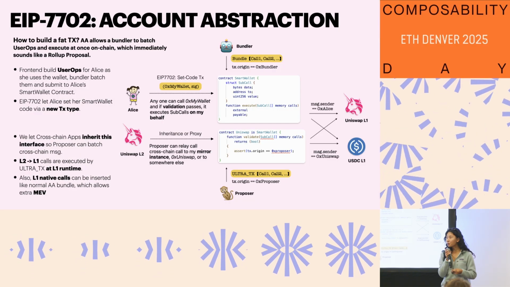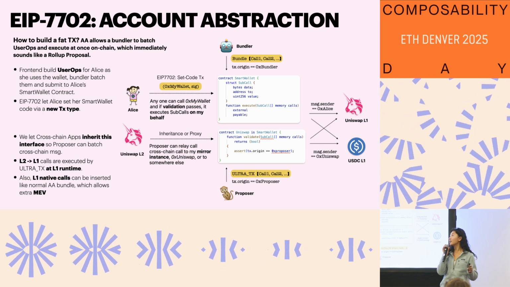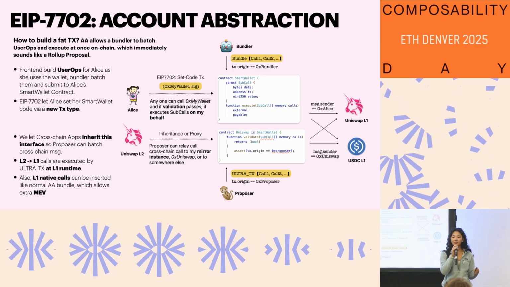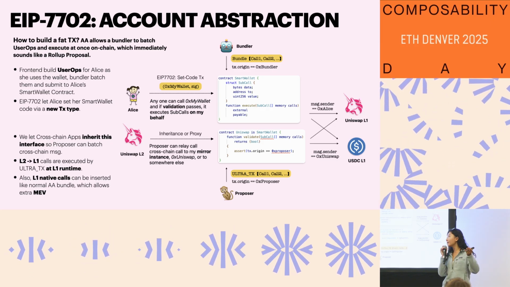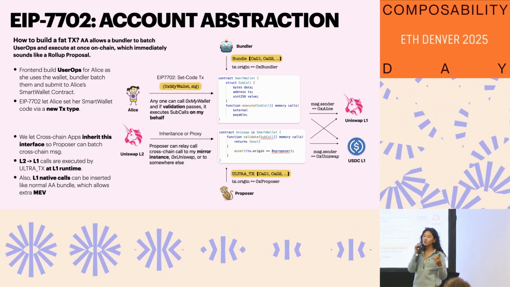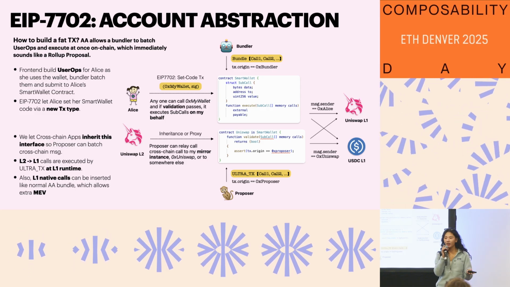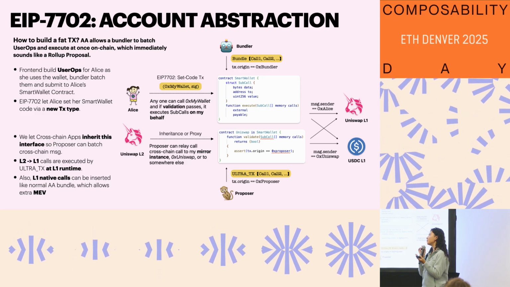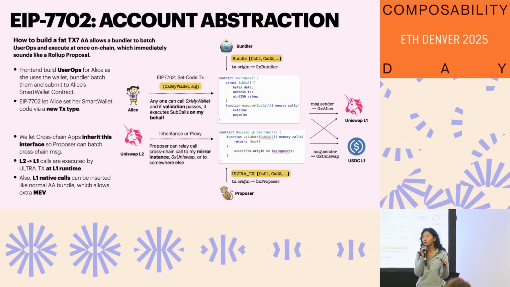So how do we build this fat transaction that kind of facilitates and settles everything, right? If you guys are familiar with account abstraction, that should immediately ring the bell that AA allows the bundler to batch each user operation and settle them together on chain. And that should immediately remind you of a rolled-up protocol where you literally are batching L2 transactions, right?